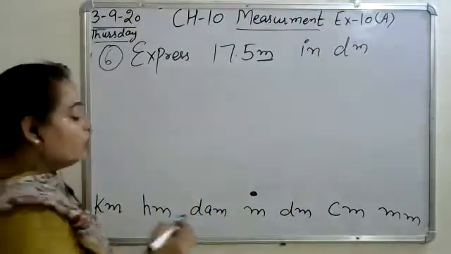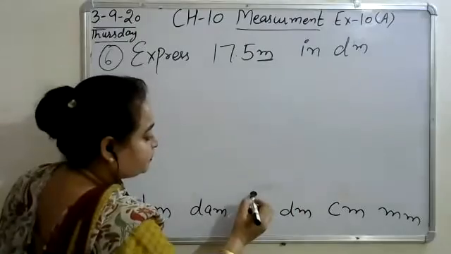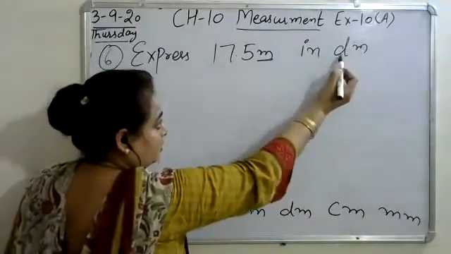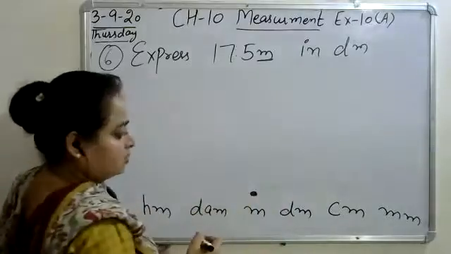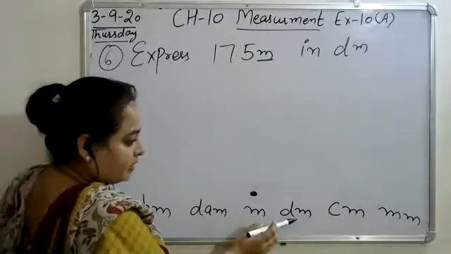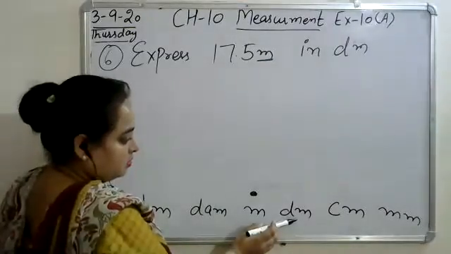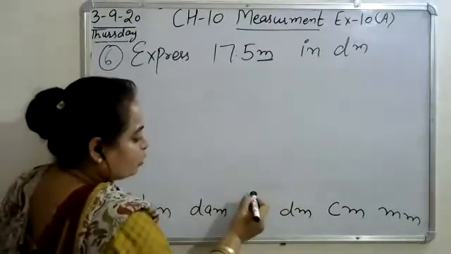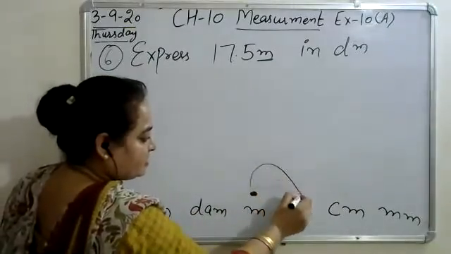Now the movement is towards which side? Decimeter. You are here, and this is decimeter. Ma'am, towards the right hand side. Yes, this side is the right hand side. So towards the right hand side, this is decimeter.